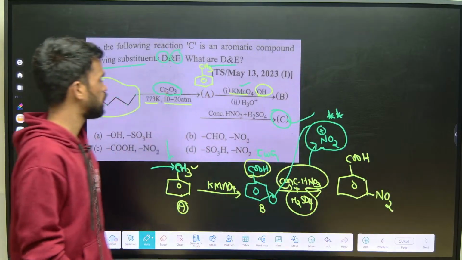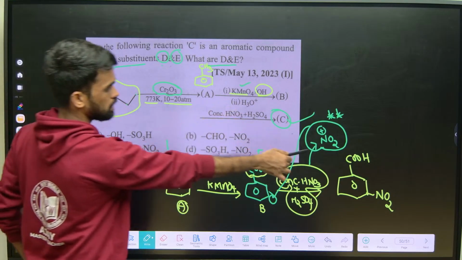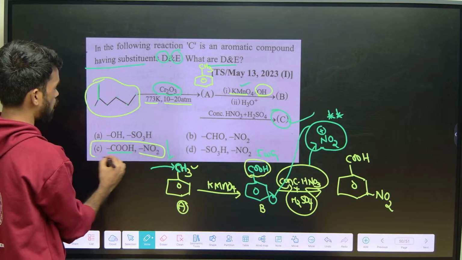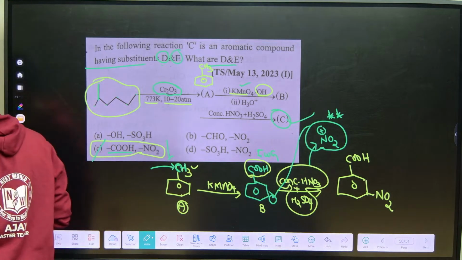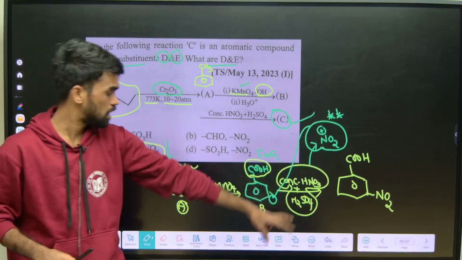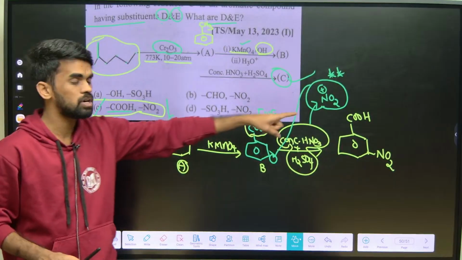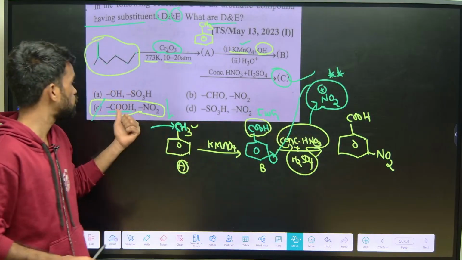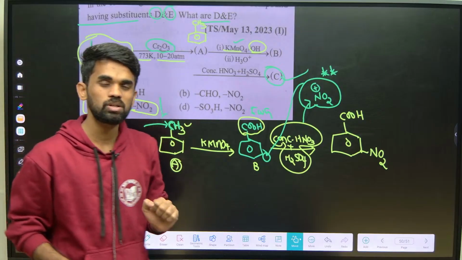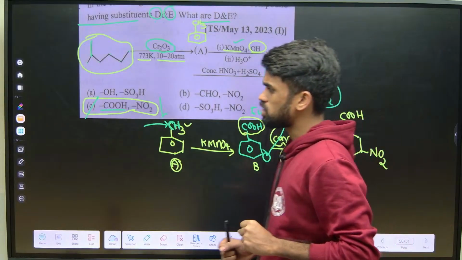So where do we have the COOH group? Yes, D is our COOH group and E is our nitro group. Here option C is there, which has exactly what we got in the final answer. So what is your answer for this? Option C is your answer, because of the carboxylic acid and nitro group, as we are discussing right now. I hope this is also clear. If the things are clear, just mention clear in the chat box, everyone.